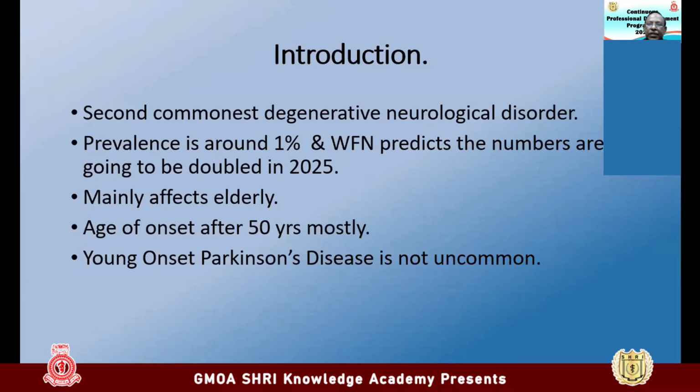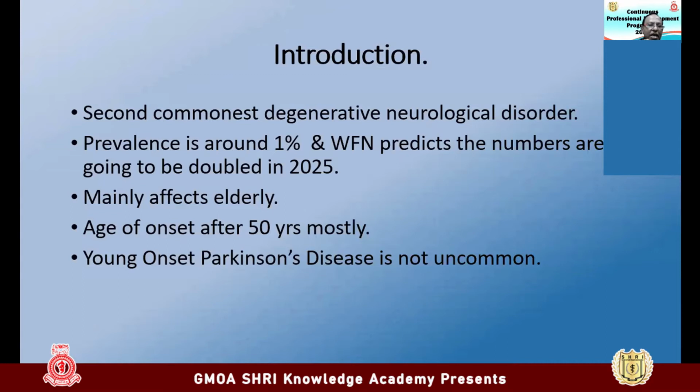If you take the prevalence, Parkinsonism is around 1%. In this country, we have around 20 to 22 million population, so we should usually see about 220,000 patients. But that is not the issue. The WFN, the World Federation of Neurology, last year in their World Brain Day campaign gave the prevalence of Parkinson's, and they predicted that in 5 years' time, that is in 2025, this number is going to double. So the current number is going to double.